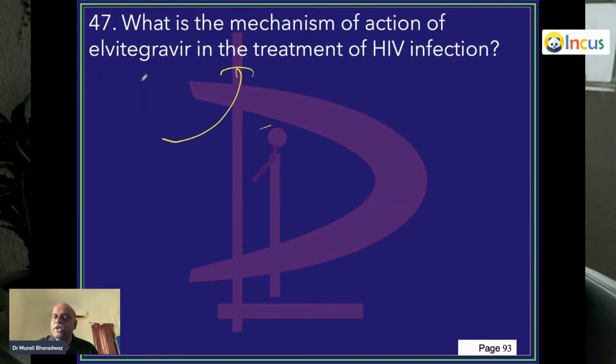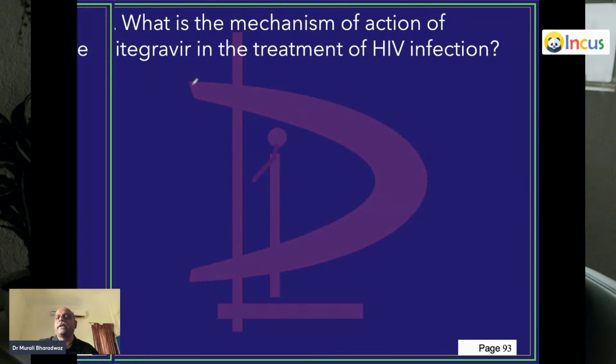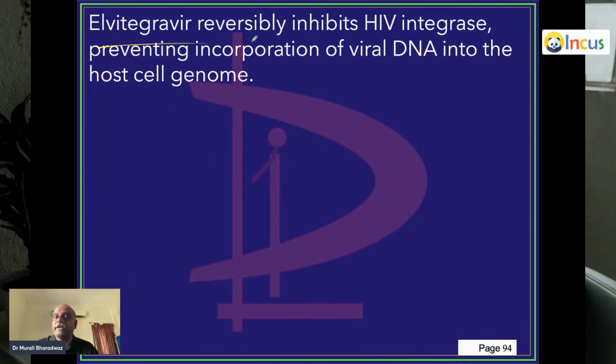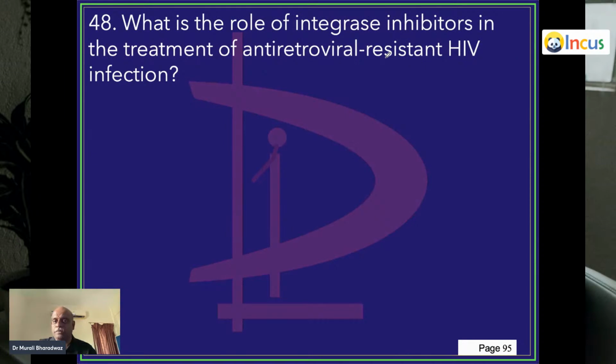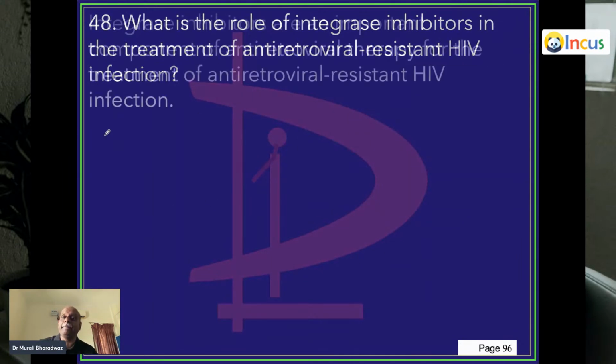What is the main mechanism of elvitegravir in the treatment of HIV? Elvitegravir inhibits HIV integrase and prevents the incorporation of the viral DNA into the host cell genome. What is the role of integrase inhibitors in antiretroviral-resistant HIV? Very important.